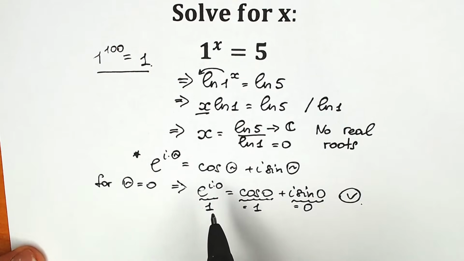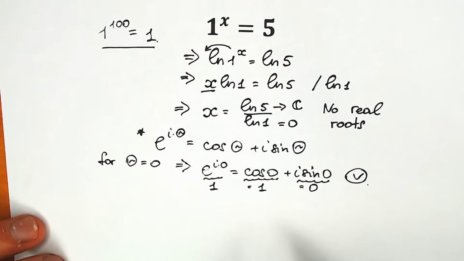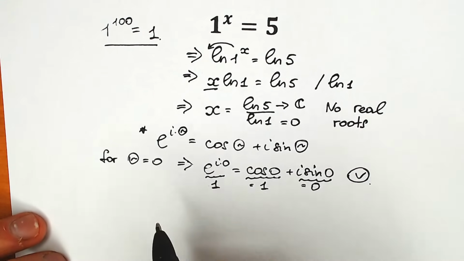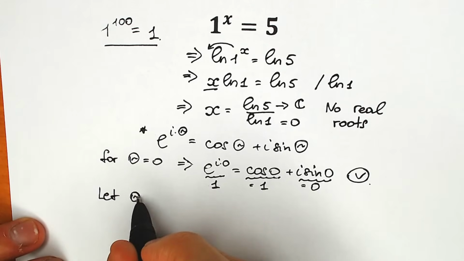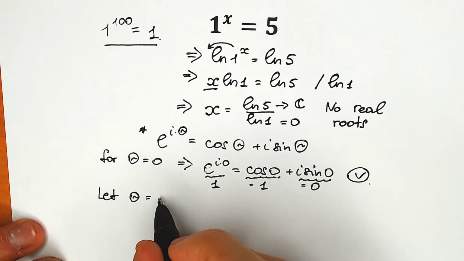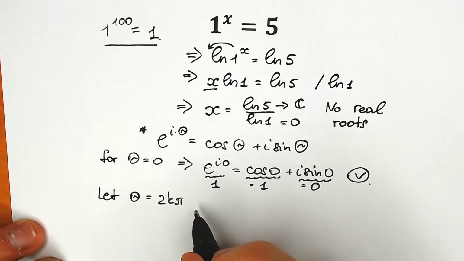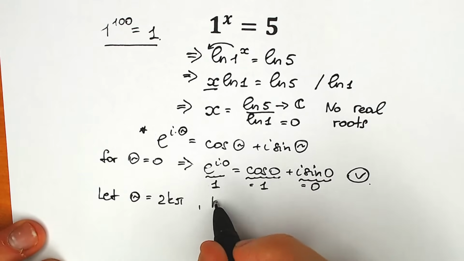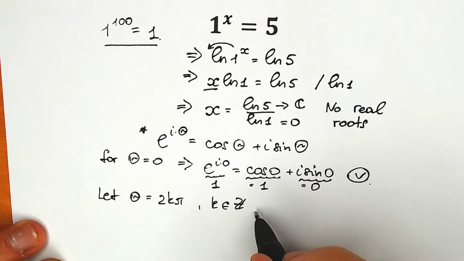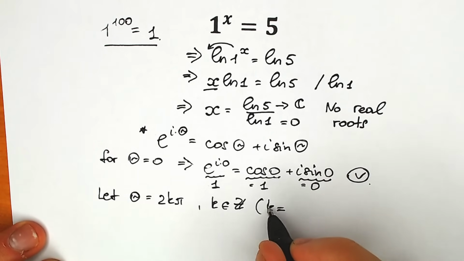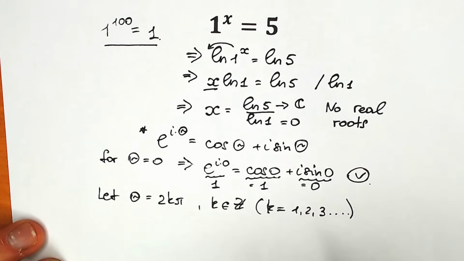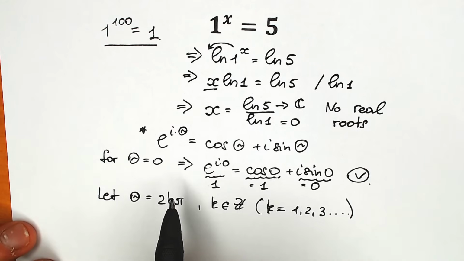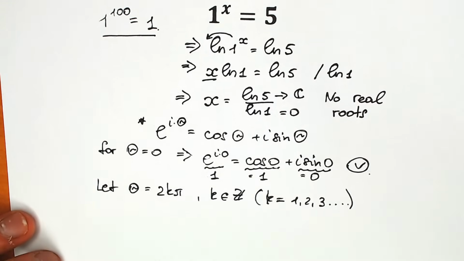I'm going to use one really important substitution. Just look at the substitution that I'm going to use. Let theta equal 2k pi. We are talking about k being an integer, k from Z, with integer values, positive ones, so 1, 2, 3, and a lot of these cases. So let's use this substitution. Instead of this theta, let's plug in this one. Okay, let's do this right now.